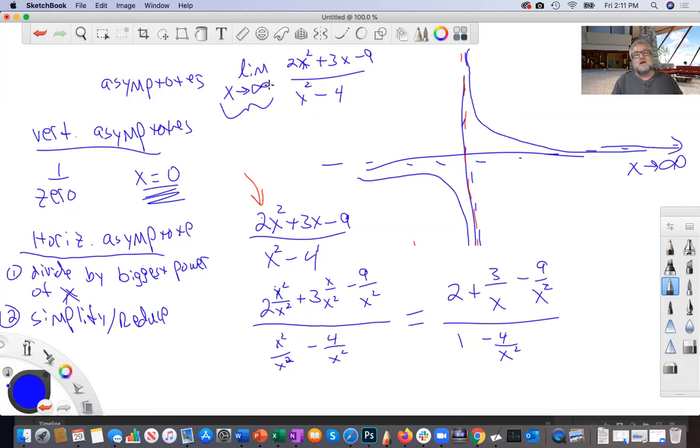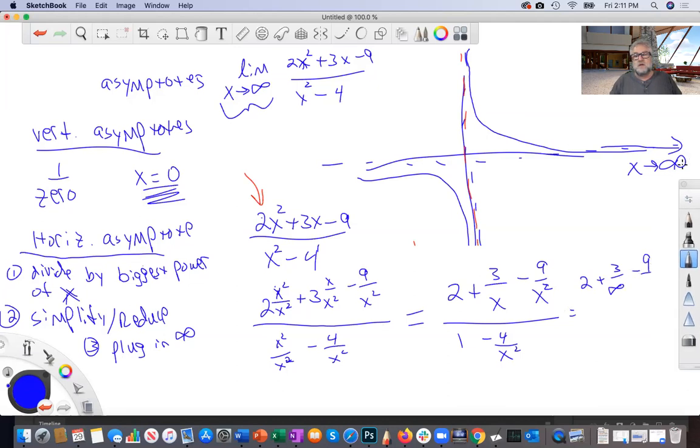I know it's not going to touch, but it's going to get really close. And what's the value that it's going to approach? So over here, my step 3 is plug in infinity. That's step 3. So I'm going to take my function and plug in infinity: 2 plus 3 over infinity minus 9 over infinity squared, over 1 minus 4 over infinity squared.